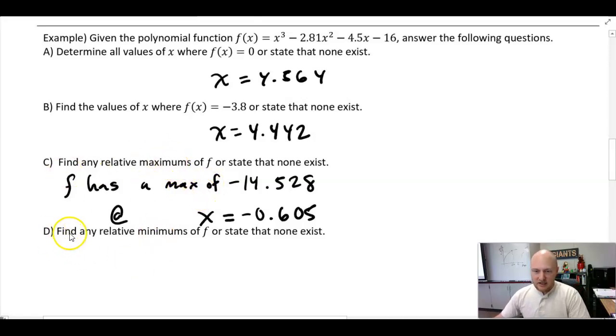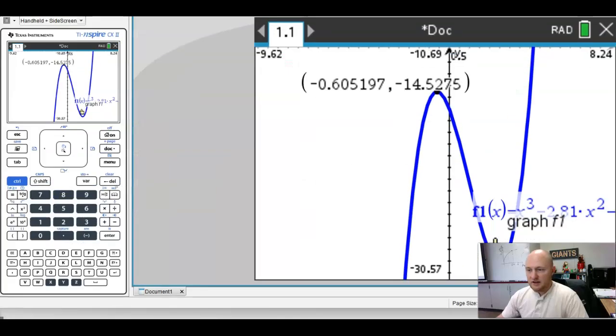And then part D here, it says find any relative minimums. Okay, so pause the video. I want you to try to go ahead and find the minimum and write a sentence, but I'll show you how I do this here.